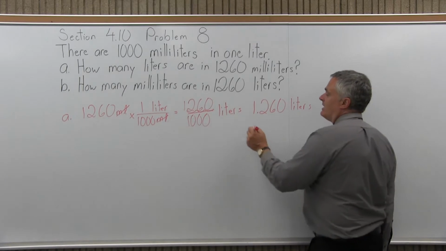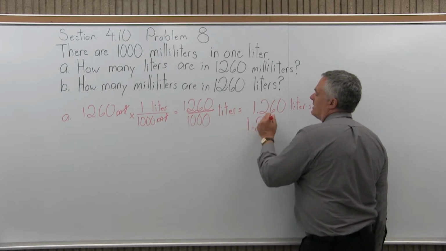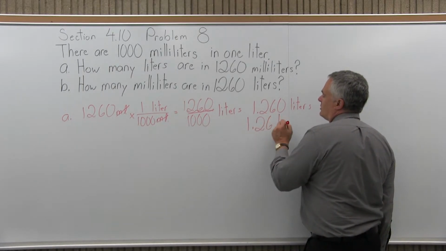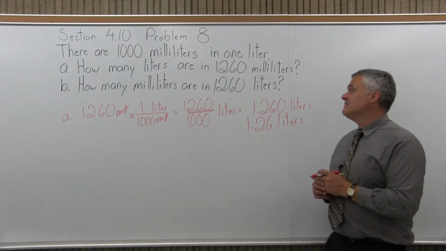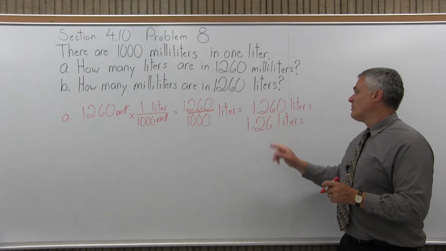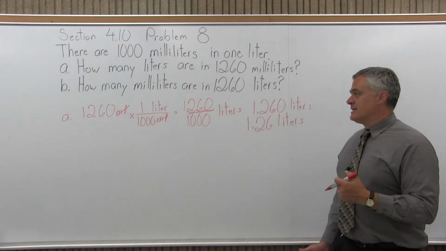And now when your decimal ends in a 0, typically people don't bother to write it. You certainly can, and it's not wrong, but it would be more common to just call it 1.26 liters. So 1,260 milliliters is equivalent to 1.26 liters. That's the answer for Part A.